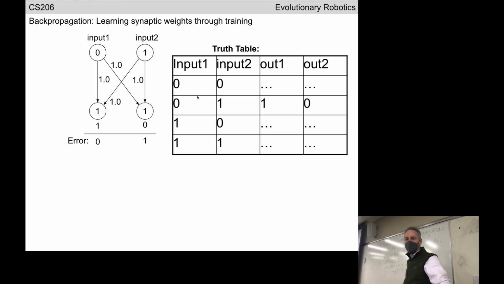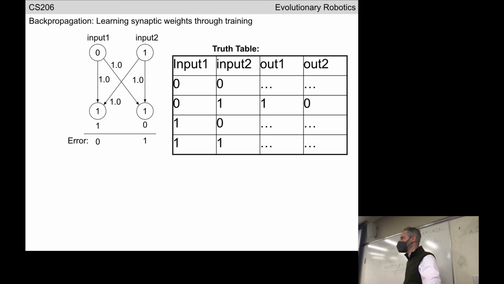Let's just all make them 1. If we assign 1 and we feed in 0, 1 at the input layer, we do not get the desired result, 1, 0. We get 1, 1. Output 1 did the right thing. Output 2 did the wrong thing. There's error at output 2. There is no error at output 1. What do we do next?